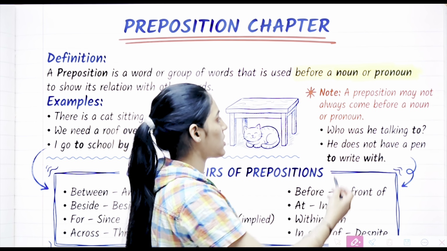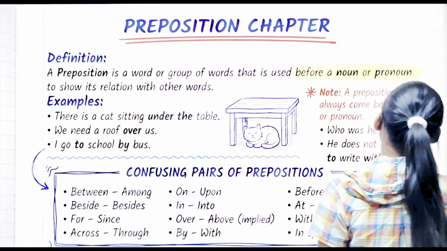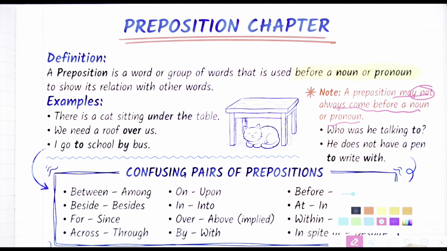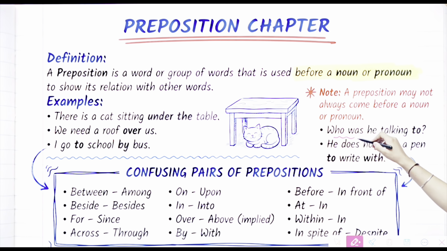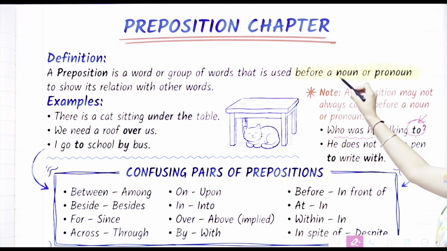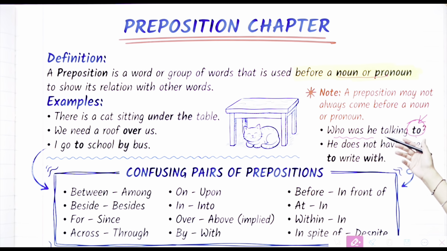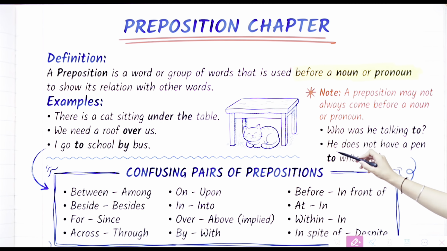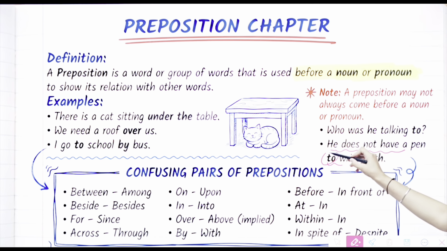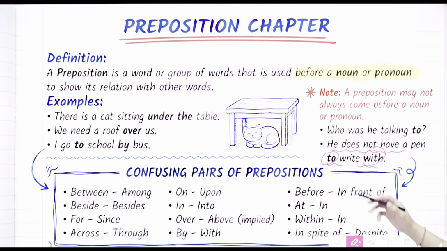Here we have a very important note that says a preposition may not always come before a noun or a pronoun. For example, who was he talking to? So here the preposition has come at the last, and this has not been used before a noun or a pronoun. Then the second example we have here is: he doesn't have a pen to write with. So here to and with both are prepositions.